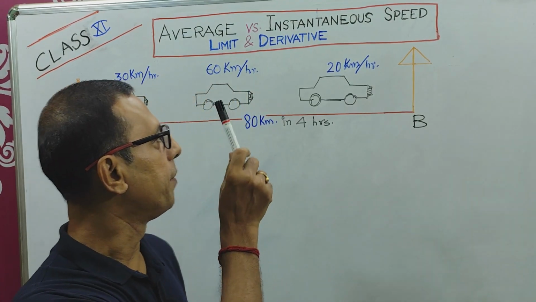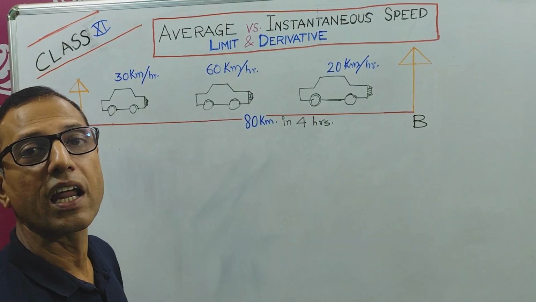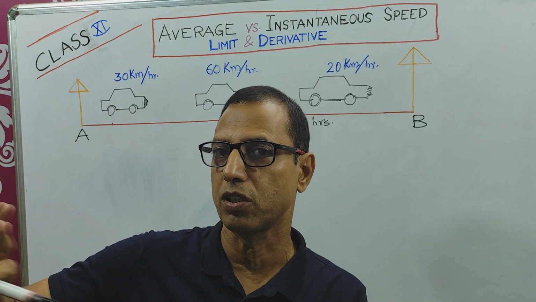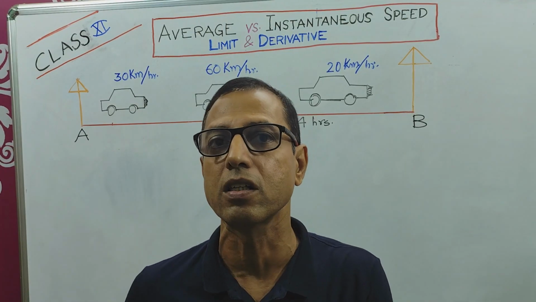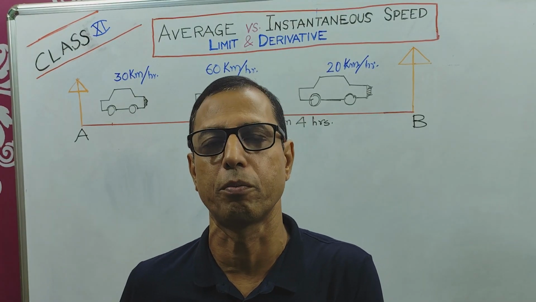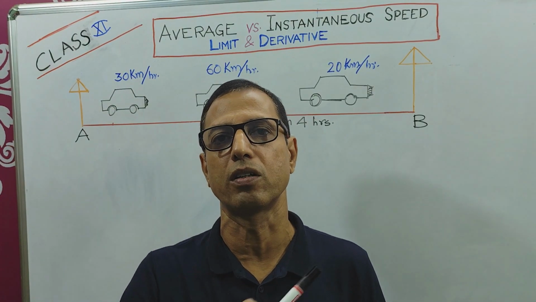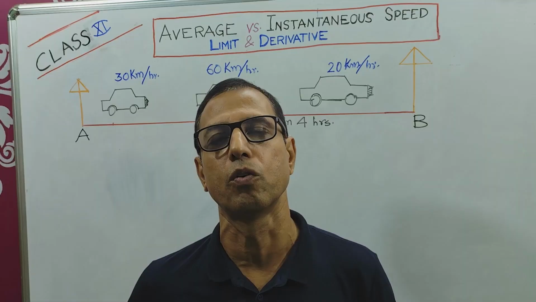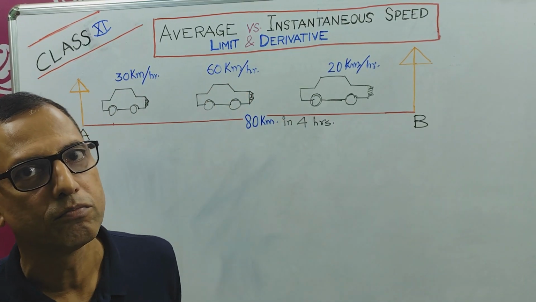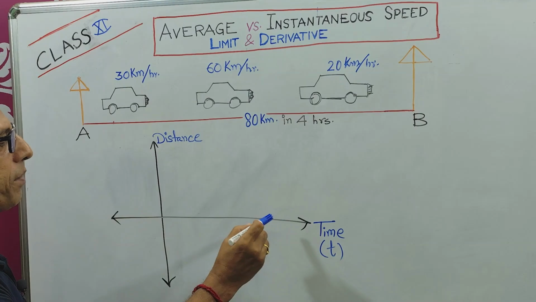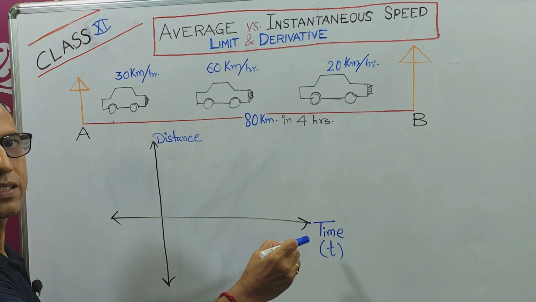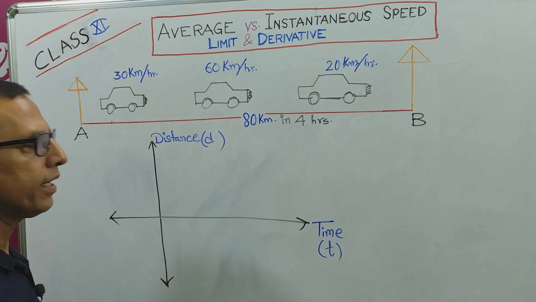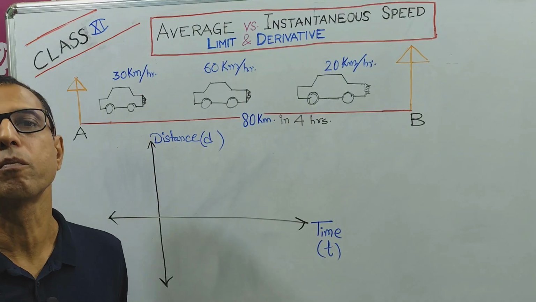First I will represent the average speed graphically, how it looks, and then I will transform this average velocity towards instantaneous velocity, and how calculus comes into the picture, how the derivative comes into the picture, and limit is the motherhood of the entire calculus. It is the foundation of calculus, and how this limit is also useful in the derivative, that you will understand here. In the graphical representation, towards the x-axis it is time and towards the y-axis it is distance.